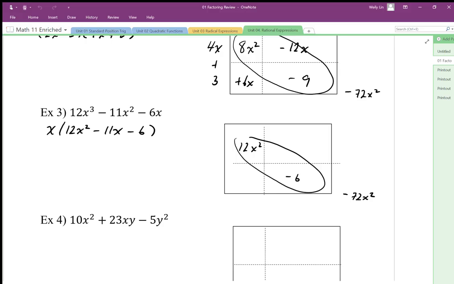So at this point, this is done. We cannot factor this anymore. So this piece here we call prime because we cannot factor it anymore.